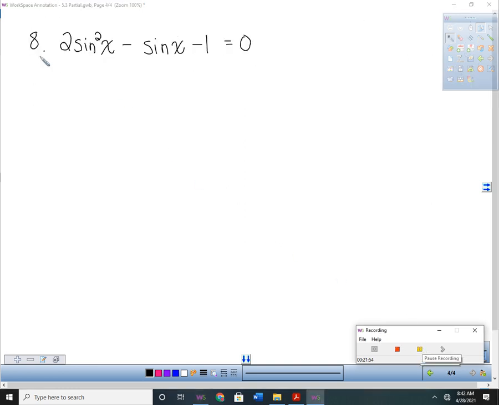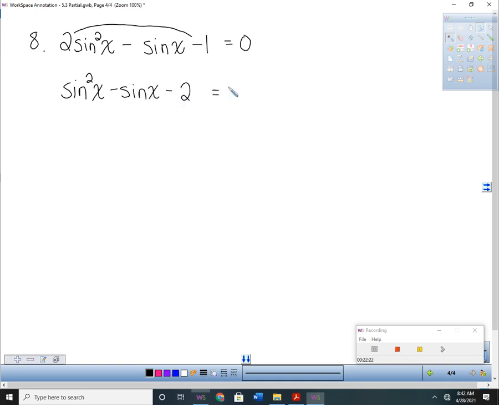All right, so on number 8, I have a squared term, a term that's not squared, and then a constant. So I need to factor this like I would a normal trinomial. So I look up front and I see that I have a number in the front, so I need to take it times the back. We'll do the illegal move. So I have sine squared x minus sine x minus 2 equals 0.